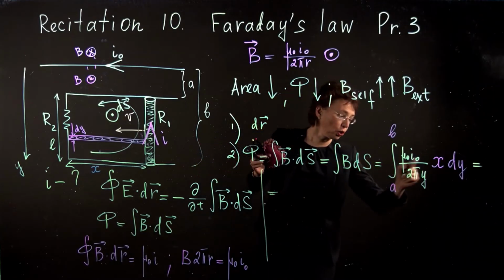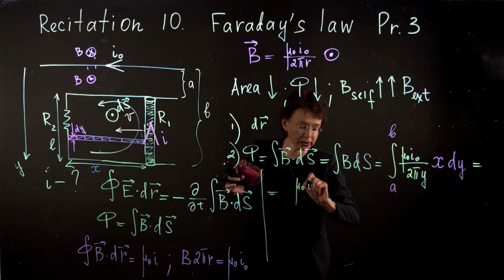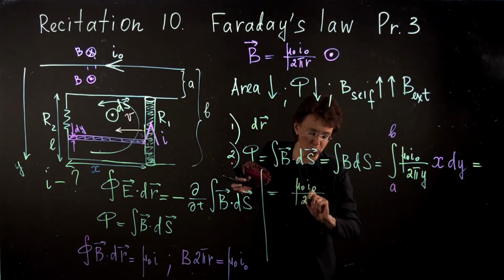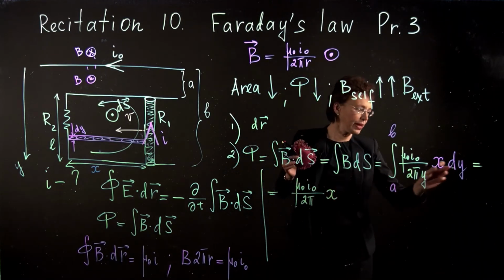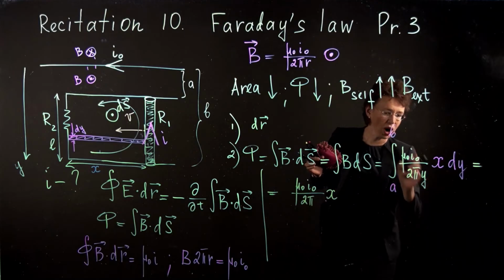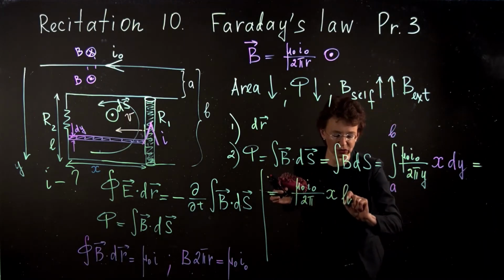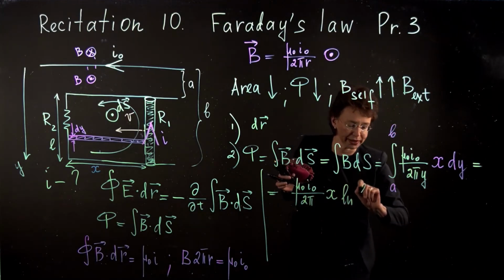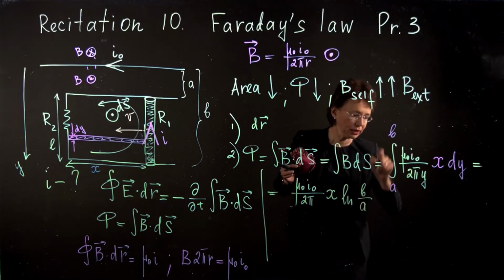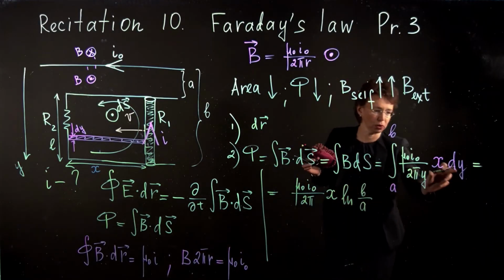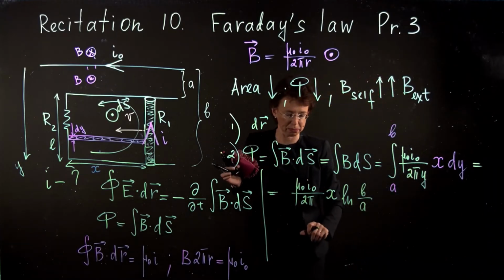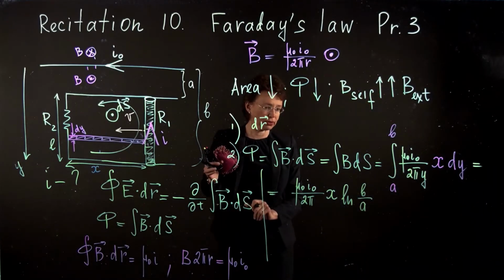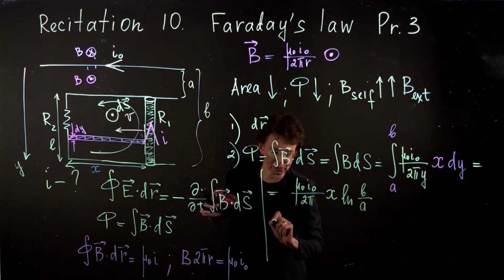Okay. Let's take this integral. It will be mu naught I naught, constant, divided by 2 pi x. And then dy over y integral gives me a logarithmic function of b over a. I plug in the limits b and a. Logarithmic function of y, absolute value, b over a, we have positive number. Okay, so this is the flux. Step number 3.